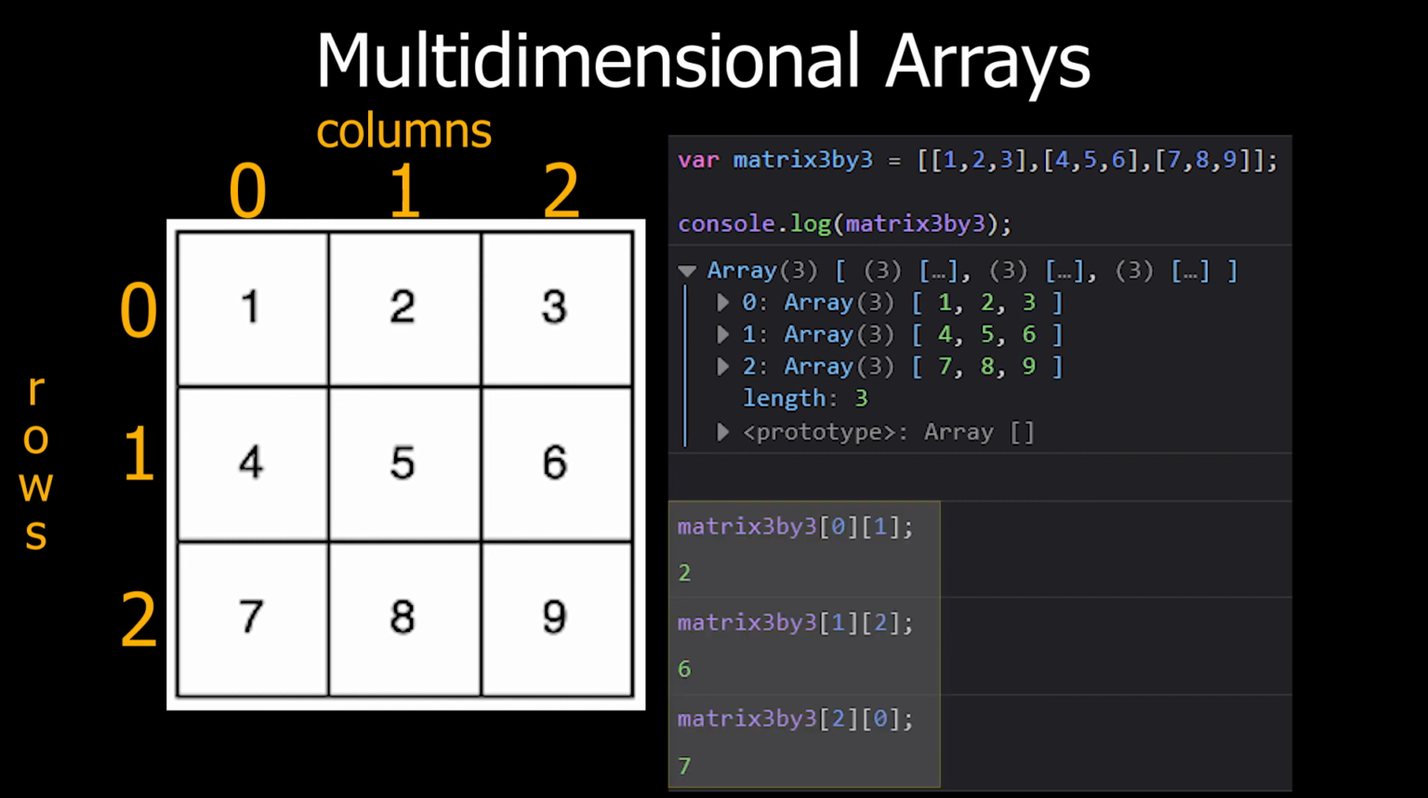You can access any element by using the array variable along with two bracket operators. In the first bracket, you provide the row, and in the second bracket, you provide the column of the element you want to access. So let's say you want to access the following elements: 2, 6, and 7. 2 is in row 0 and column 1, so executing this statement returns the element 2. 6 is at row 1 and column 2, so you can execute this statement to get 6. And finally, 7 is at row 2 and column 0, so executing this statement we get 7.